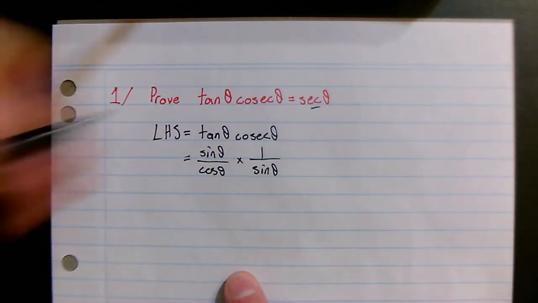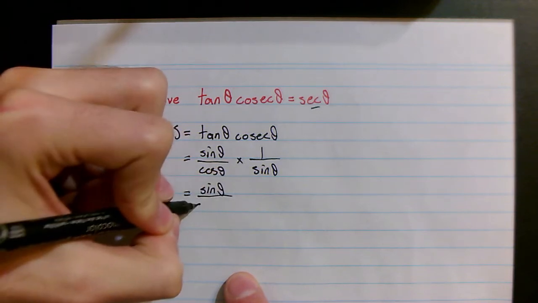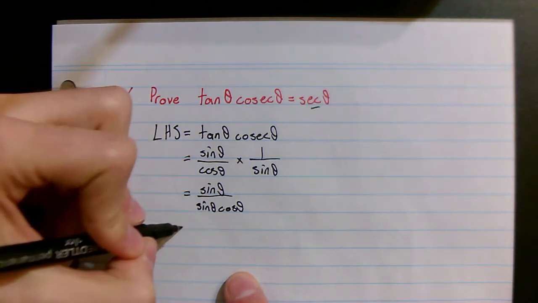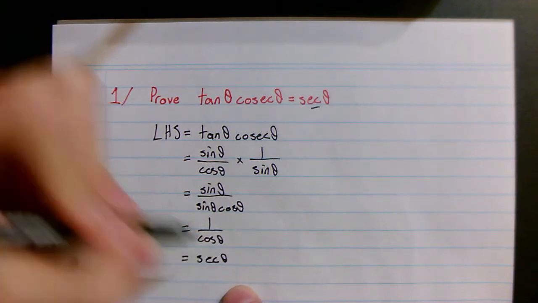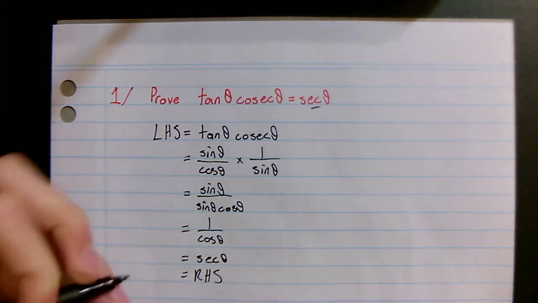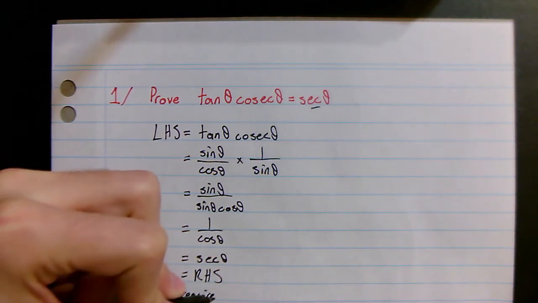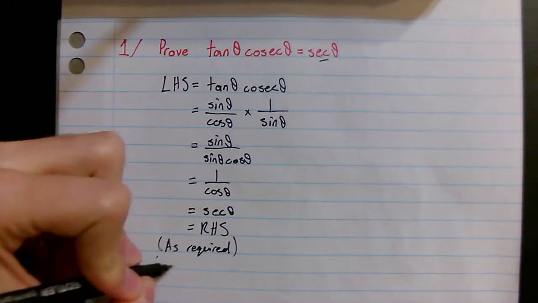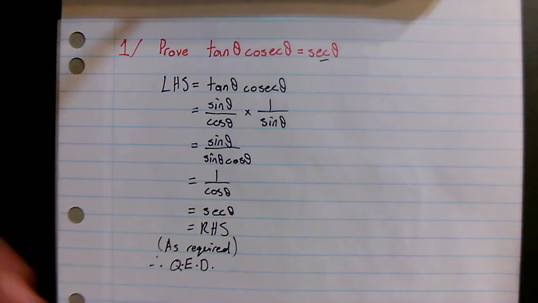And what I notice, nice and easy, is I can combine these two fractions. So this is sine theta over sine theta cos theta, and the sine thetas cancel, and that leaves me with 1 over cos theta, which gets me to where I need to go, in that it's sec theta. And then I say right hand side. Then you make a statement, as required, or if you want to be a bit arrogant, personally I do enjoy therefore QED. It means something in Latin, but I don't know, quite easily done is the acronym I like to use.